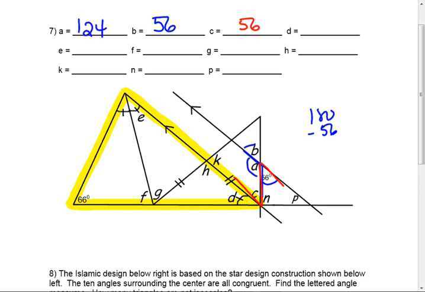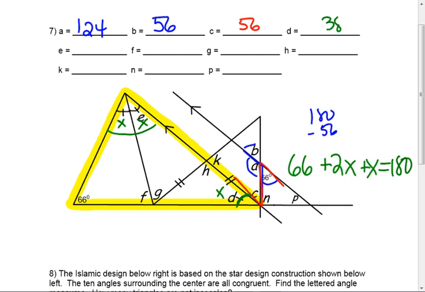If you call this X, and you call that, what's the measure of that? That's the same, isn't it? It's still X. If I add up all my angles, I get 66 from the first one. This one gives me 2X plus this last one, which is X, equals 180. And then you can find out that D ends up being 38. After you get that, everything else should be okay.